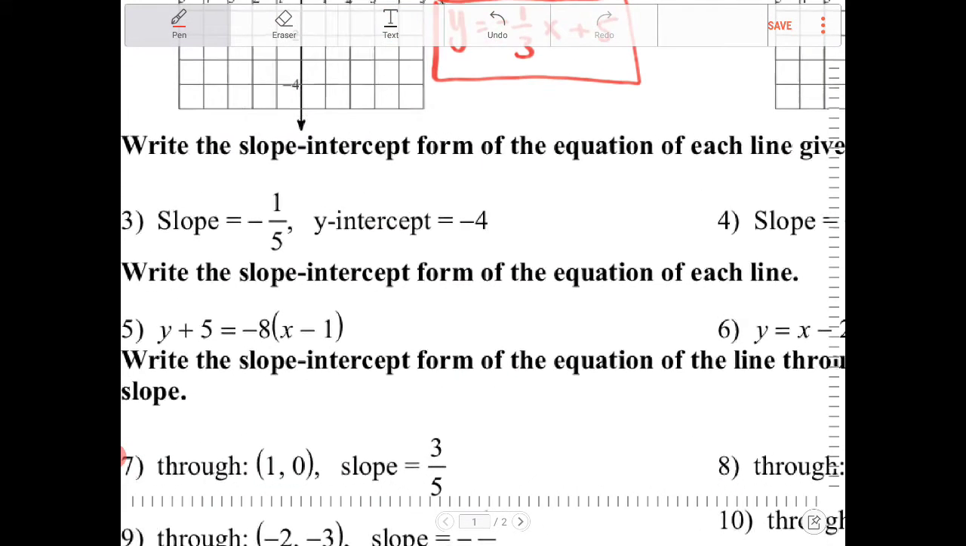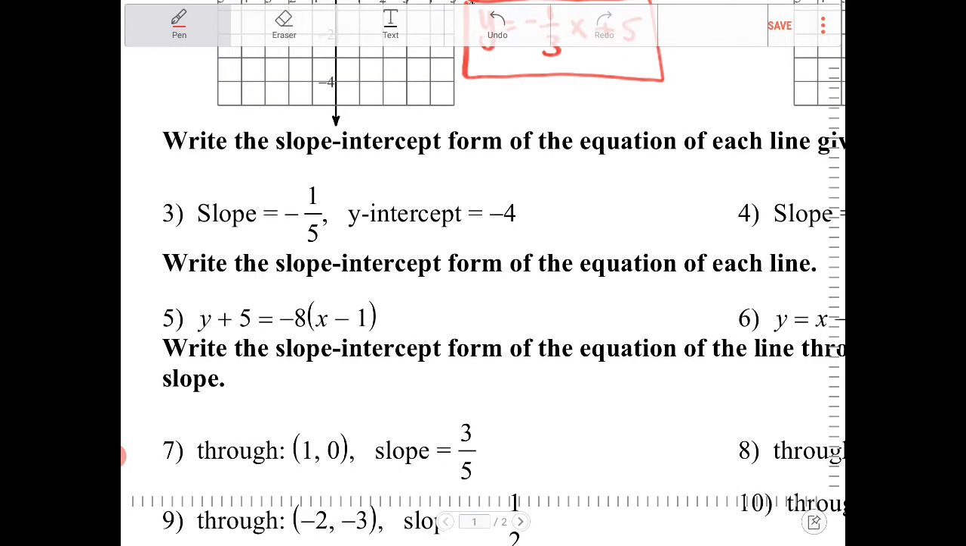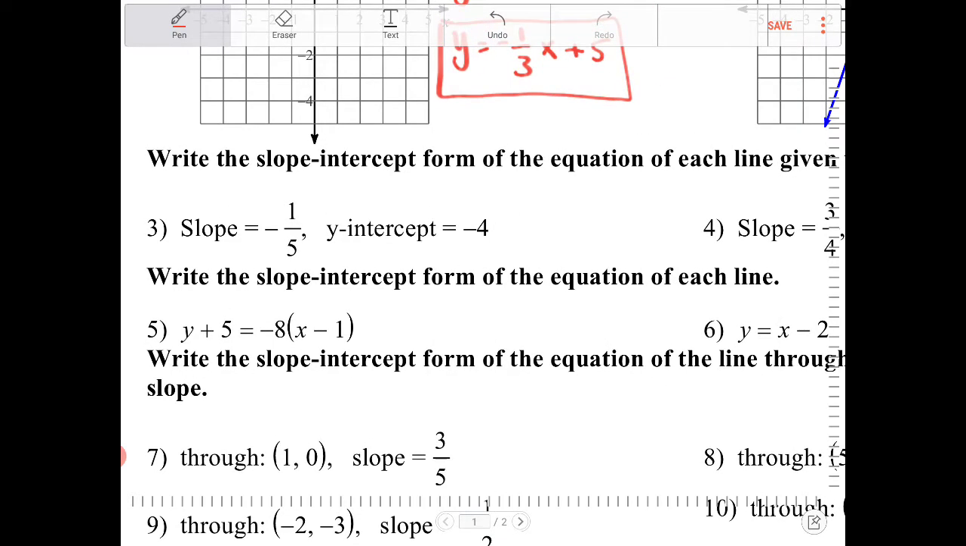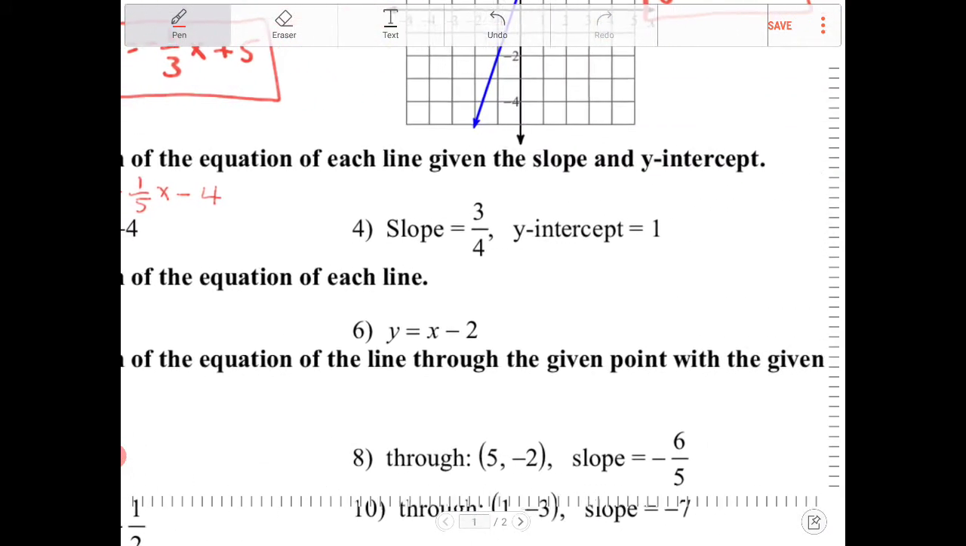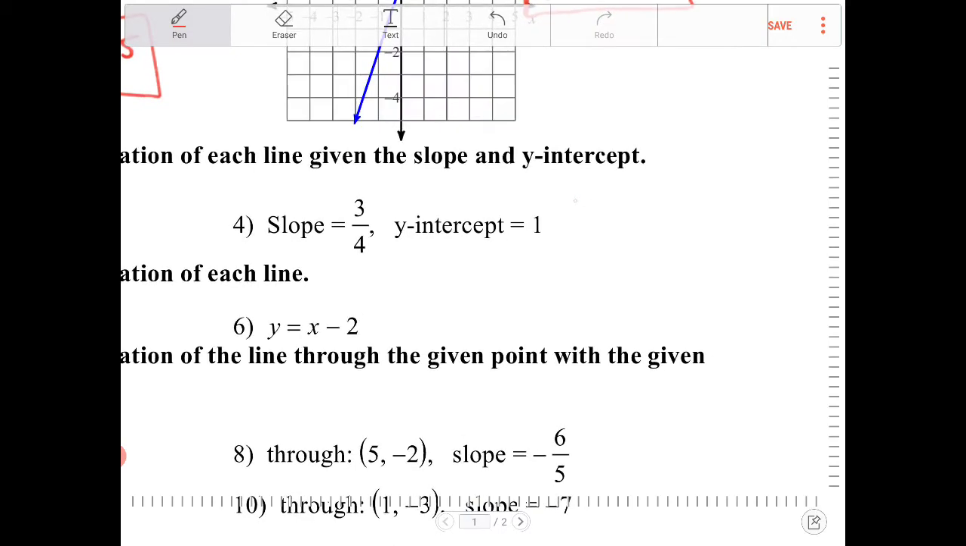Moving on, I'm going to make my pen a little finer because I'm going to run out of room. So slope is equal to negative 1/5, while the y-intercept is equal to negative 4. This is even easier because they're telling you exactly what the situation is. So this is y equals negative 1/5 x minus 4. Slope is 3/4, while the y-intercept is 1. So y equals 3/4 x plus 1.